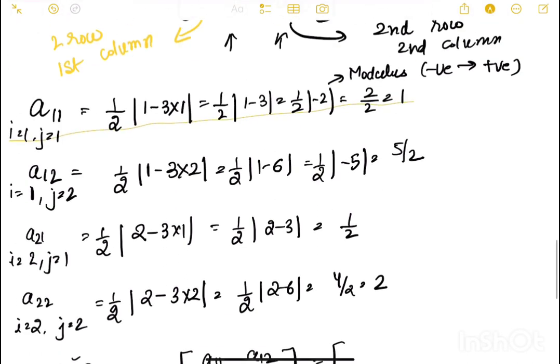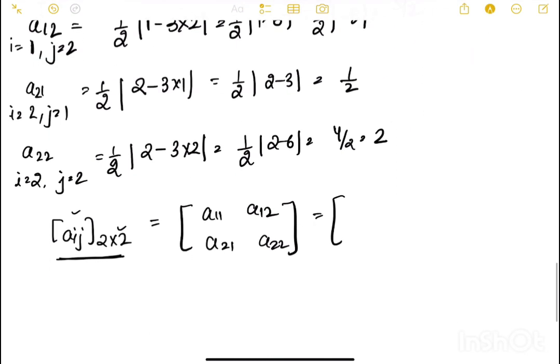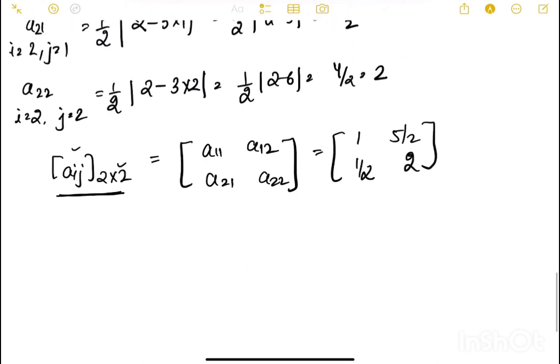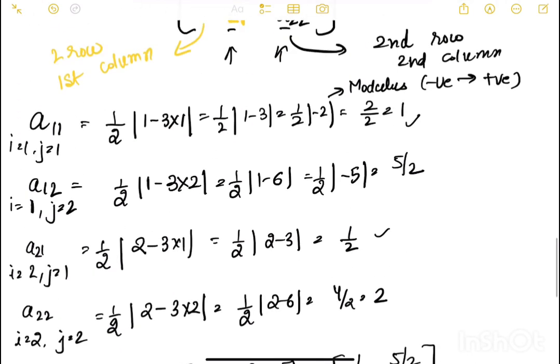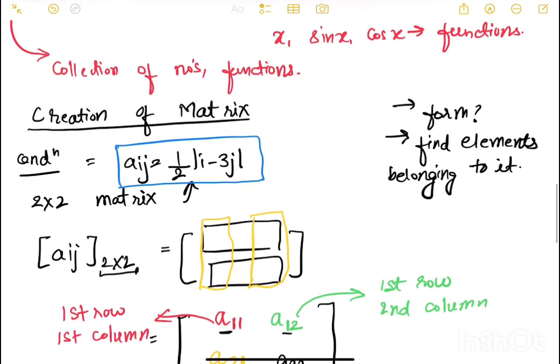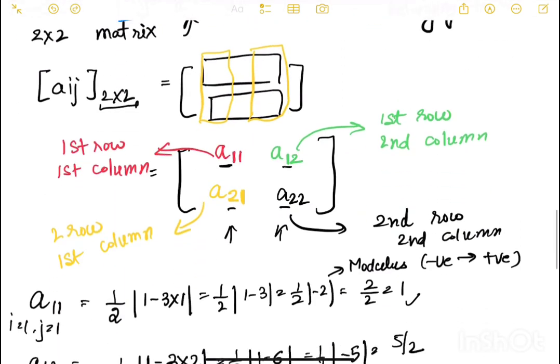What was my A11? A11 was 1. A12 was 5 by 2. A21 is my 1 by 2. And A22 is 2. So this is how we have created a matrix. We have created a matrix using a given condition and by calculating each and every element.